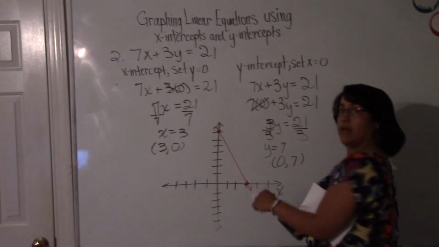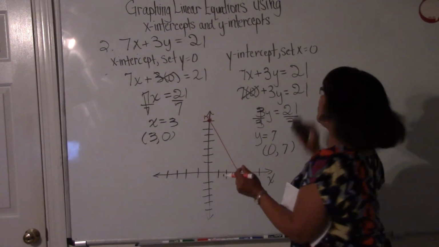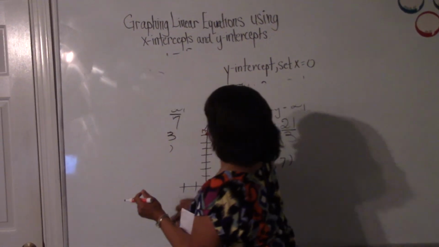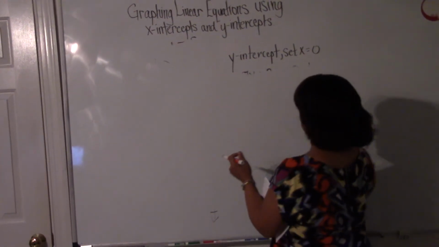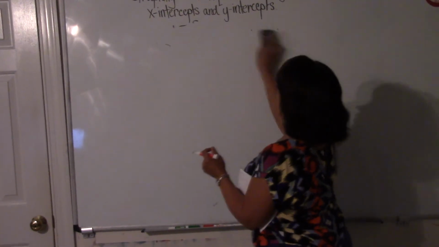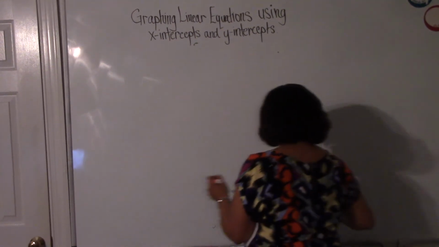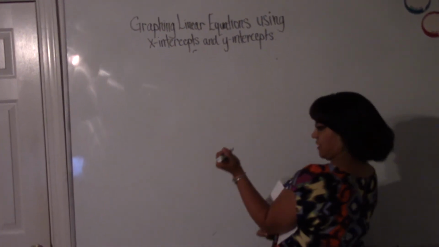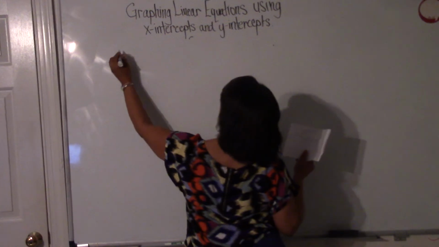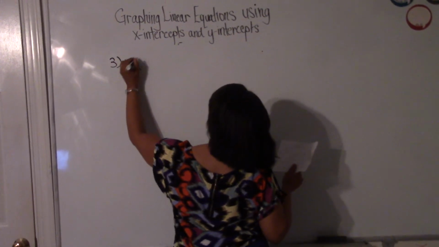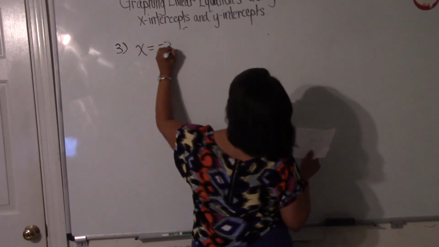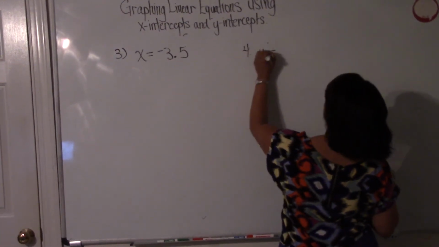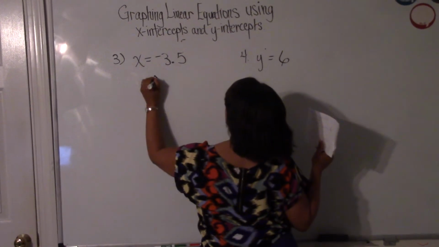So that's it. Now we're going to do 2 more examples and you can start working. They're a little different. One is a vertical line and one is a horizontal line. So if you can remember which one is which, feel free to go ahead and work ahead. For number 3, we're going to graph x is equal to negative 3.5. And then for number 4, we're going to graph y is equal to 6. So I'll show you what that means.